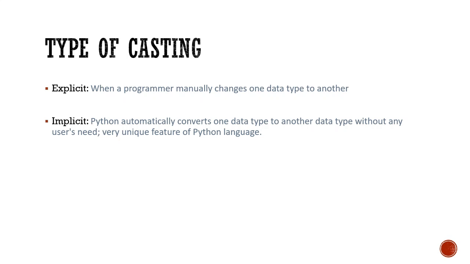Explicit, as the name suggests, if we want to manually change the data type from one type to other, it's called explicit. That means manually you are doing it. As a programmer, you are changing the data type. Whereas implicit conversion is conversion in which Python will automatically change one data type to another type without any user's intervention. It's a very unique feature of Python language. So let's see how we practically work on it.